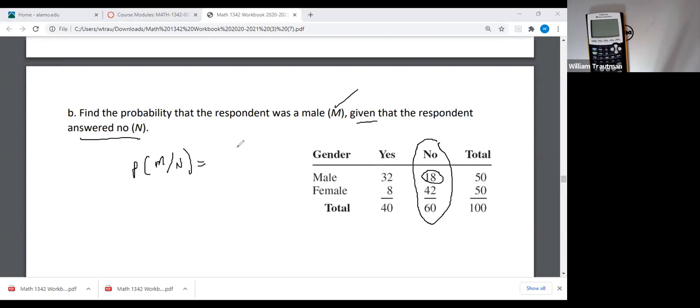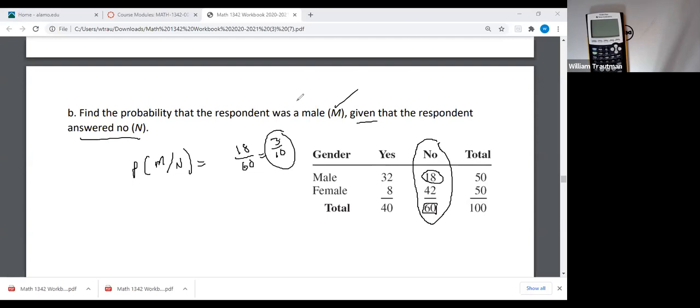Well, the probability that they're male is 18. That they said no, there were 60 of them. And this reduces, they both divide by 6, to 3 over 10. 18 over 60 divides in your calculator to 3 over 10.